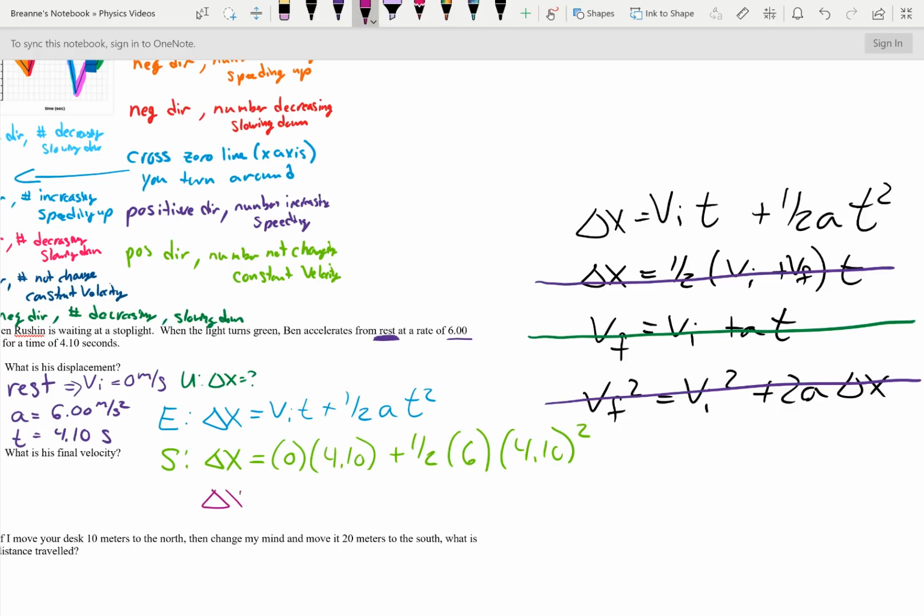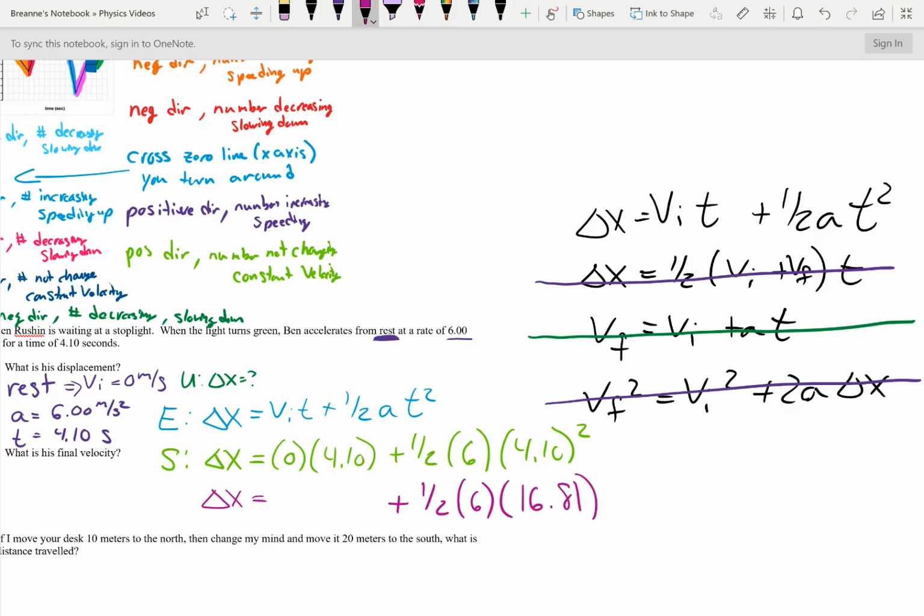So delta x equals, so you want to do your PEMDAS. So think PEMDAS at this point in time. We need to figure out what 4.10 squared is. So we need to plug that into our calculator. Plug that into a calculator, you get 16.81.